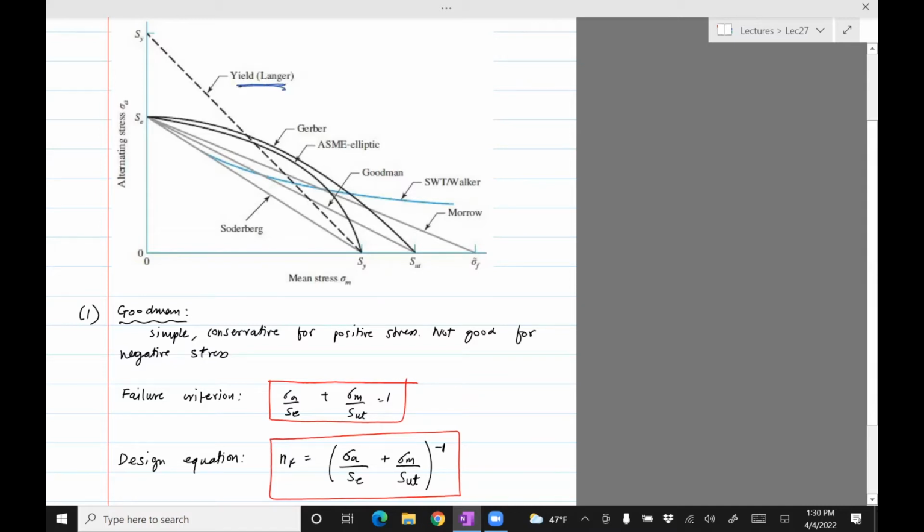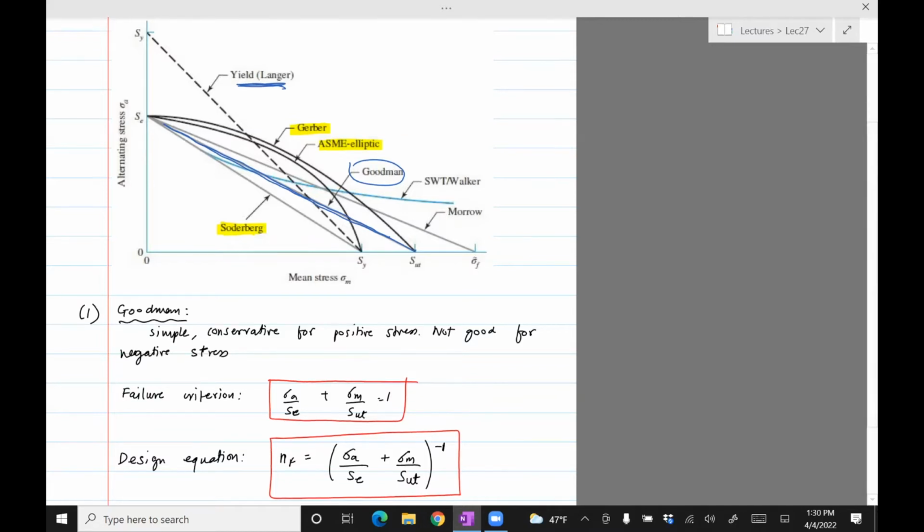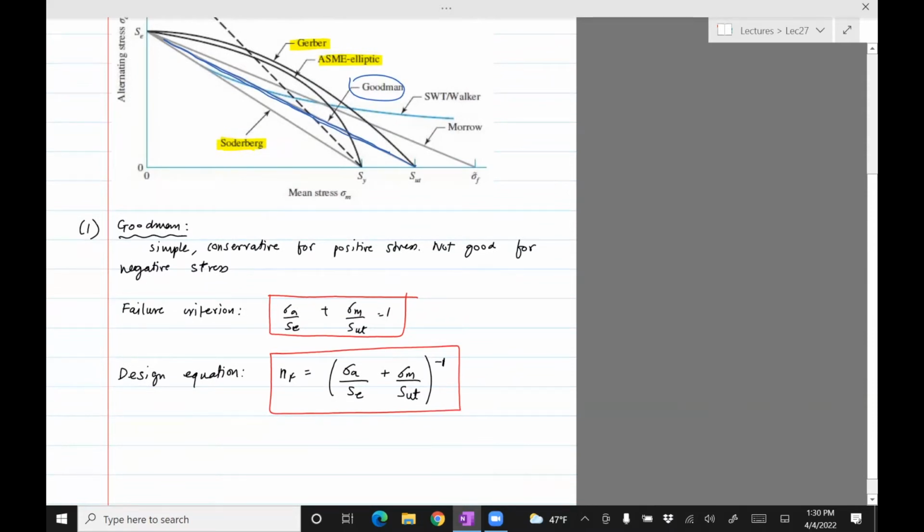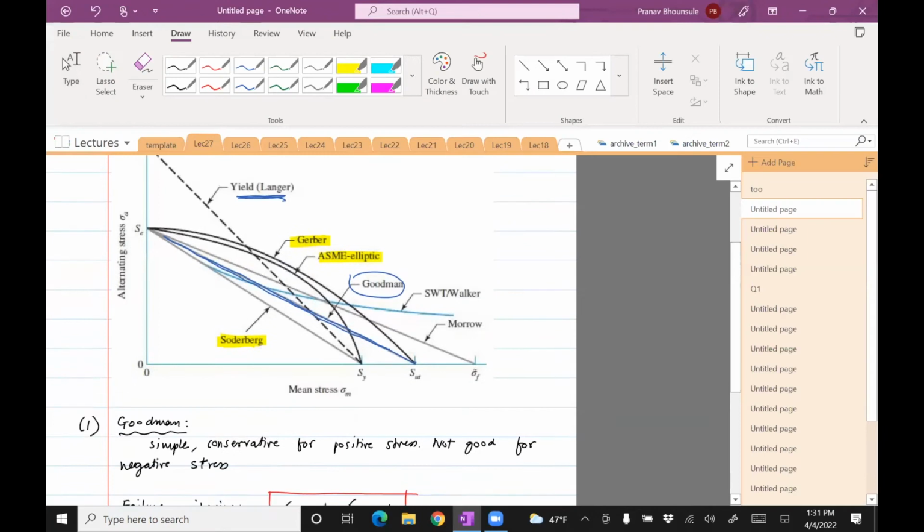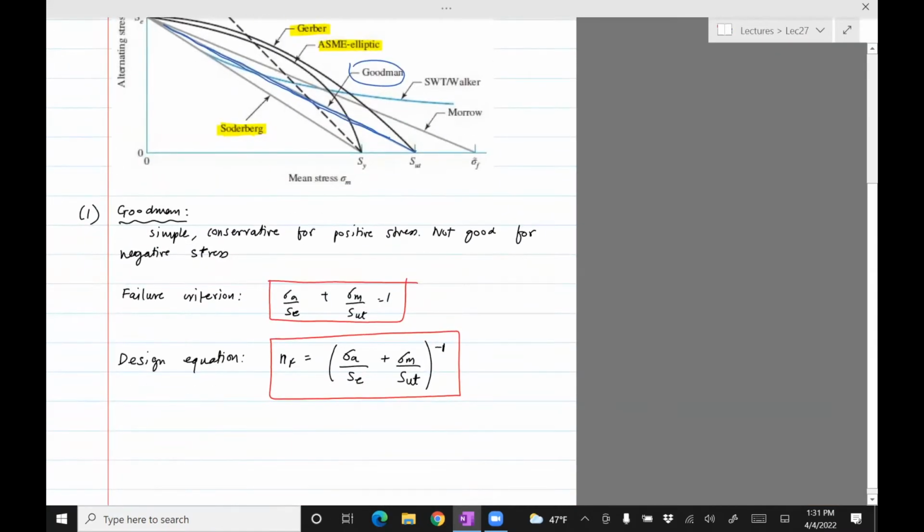This is the Langer line we've learned. We've seen the Goodman line, which let me draw with blue. And there are a host of other lines which we'll be talking about today. This will be the Gerber line, ASME-Elliptical, Soderberg line, and we won't get into the other two. So the Goodman line, we've seen that before. It's simple, conservative. By the way, I posted this on Blackboard. I don't want to write this down, it's just not worth it. It's essentially a model for those equations, and then you just need to know how to use it.